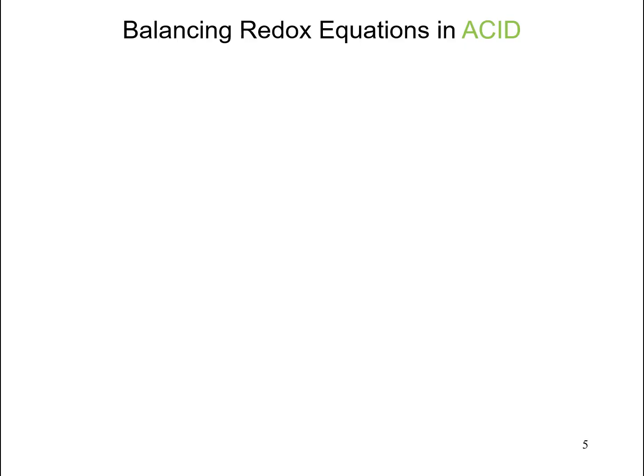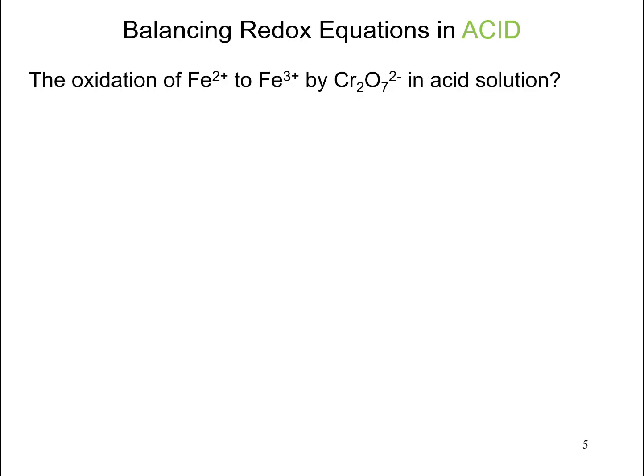Let's look at the balancing of a redox equation in acidic solution. So this is where we would be mixing solutions, but the conditions of the system would be quite acidic, usually by adding excess acid. In this example, we're going to look at the oxidation of Fe2+ to Fe3+ by dichromate ions in acid solution.